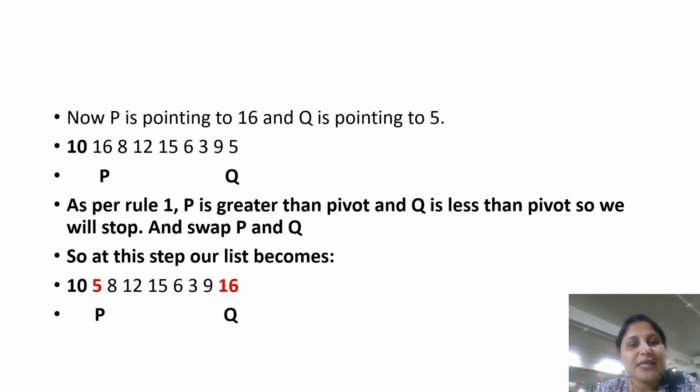Next. Now see here. In the first case, P is pointing to 16 and Q is pointing to 5. As per the rule we have seen in the previous slide, here P is greater than 10 and Q is less than the pivot. Now we will stop and swap P and Q. I have marked it in red font. Now here you can see at this step our list becomes like this. Initially Q was 5, now it is 16, and P is 5, as we have swapped P and Q because it followed our rule. Okay. Now let's see the next step.